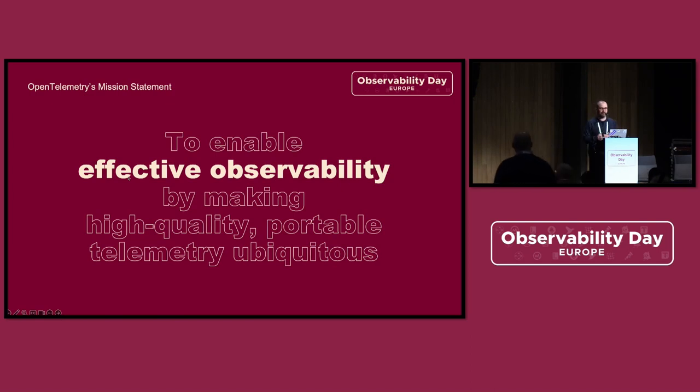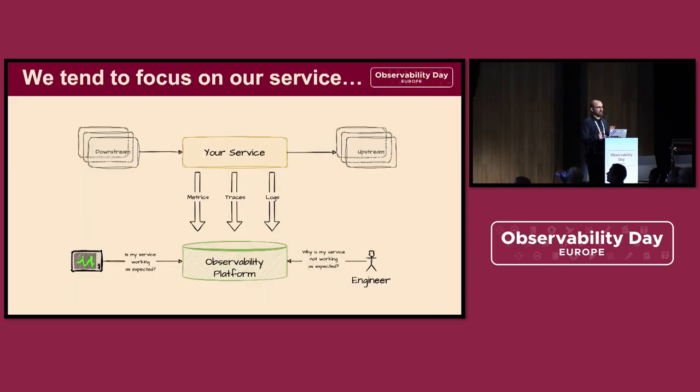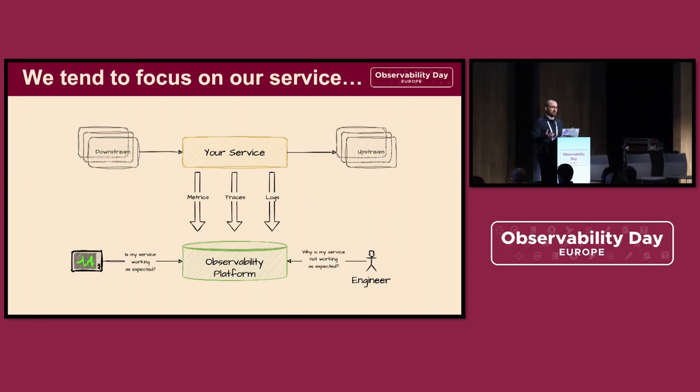Enabling effective observability by making high-quality portable telemetry ubiquitous. This is OpenTelemetry's mission statement. But what does effective observability mean to you as a service owner? You're probably thinking about the metrics, the logs, and the traces that you export into one or many observability platforms. And they allow you to answer questions like, is your service functioning as you expected? And when it's not, why is your service not functioning as you expected?